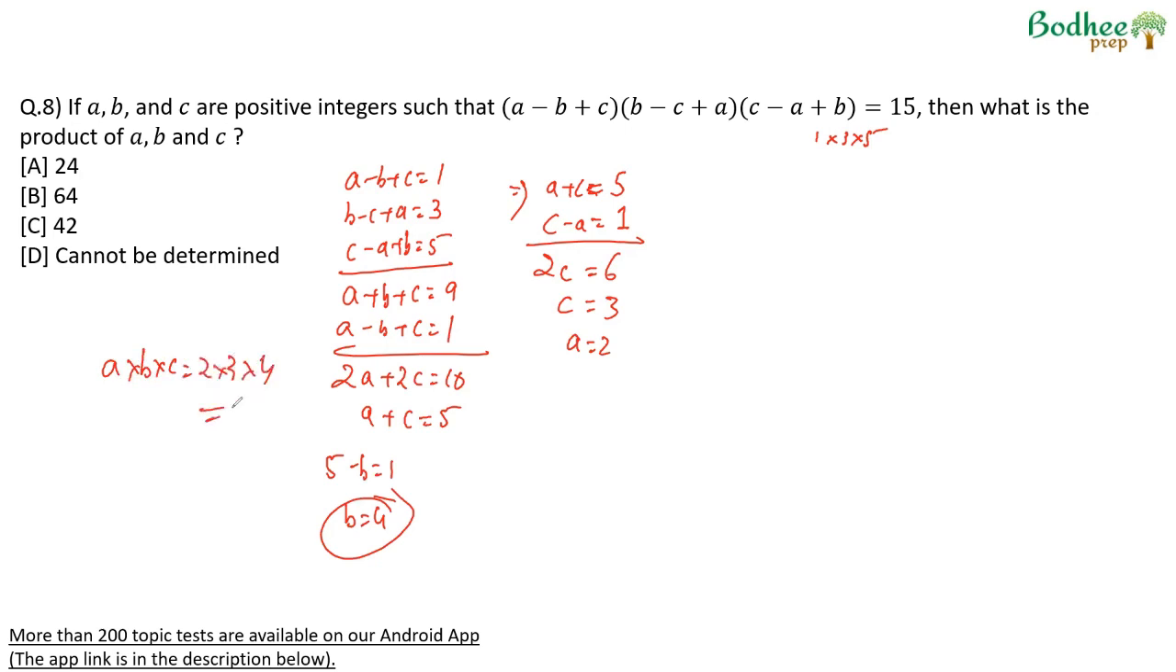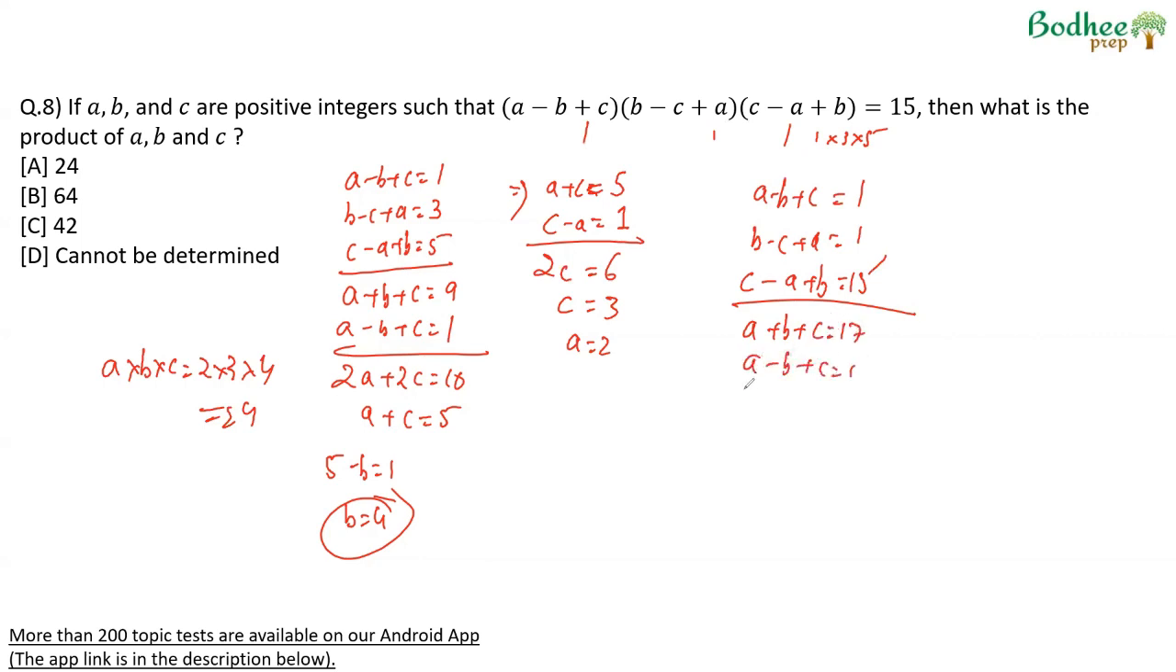But the question does not end there, because another case is possible where A minus B plus C is 1, B minus C plus A is 1, and C minus A plus B is 15. 1 into 1 into 15. So in this case, if we add, we'll get A plus B plus C is equal to 17. A minus B plus C is equal to 1. Adding, 2A plus 2C is equal to 18, or A plus C is equal to 9.